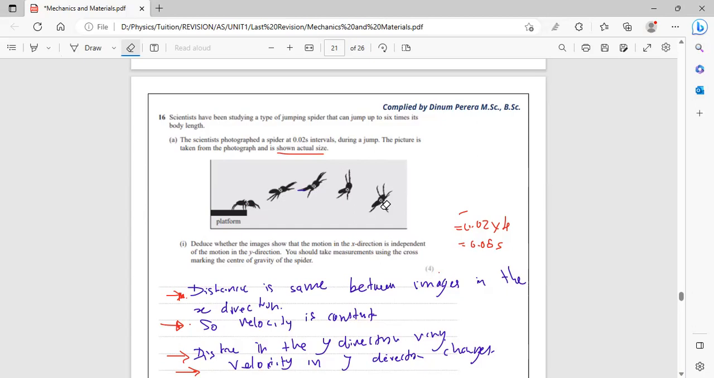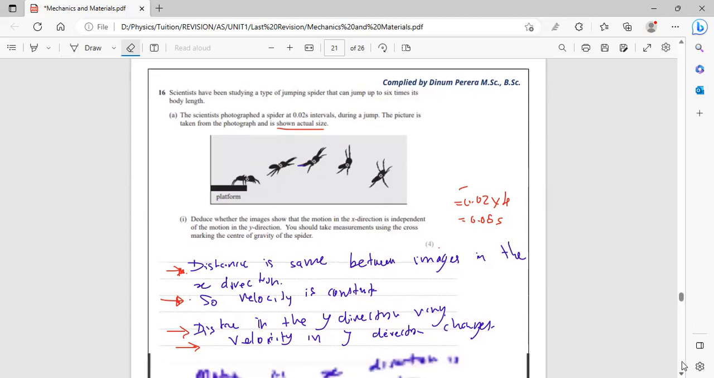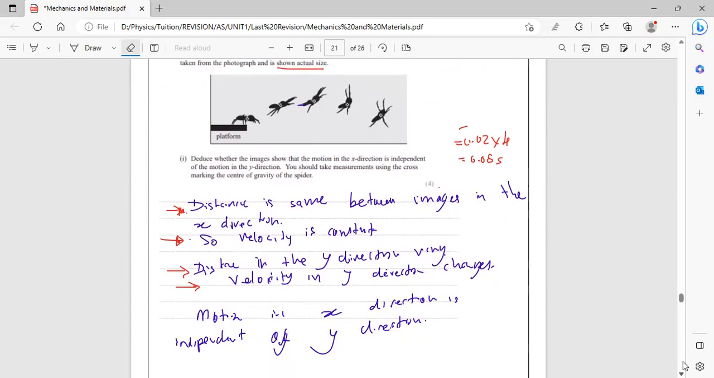Right? Vertical velocity varies, but horizontal velocity does not vary. So that means horizontal velocity is unaffected by the change of vertical velocity. So that means motion in the x direction is independent of motion in the y direction.